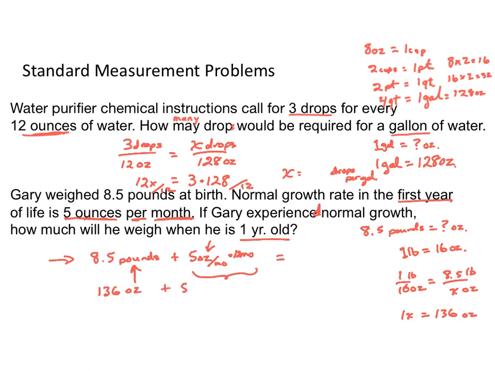So we're going to change our problem to 136 ounces plus 5 ounces per month for 12 months. So we have to take that 5 ounces per month and multiply by 12 months. 5 ounces per month times 12 months would be 60 ounces. So that's 136 ounces plus 60 ounces, and that'll be the total weight, which is going to be 196 ounces. That's awesome. But what I want to know is how many pounds is that?